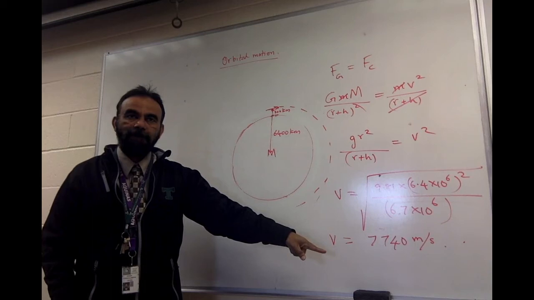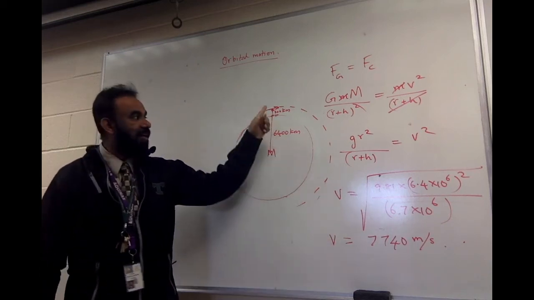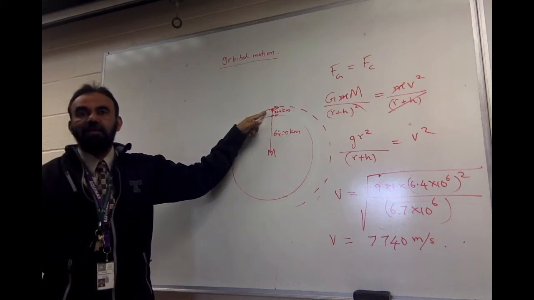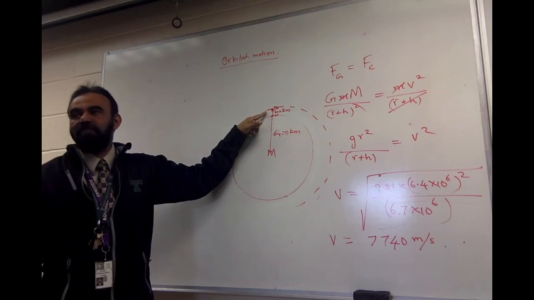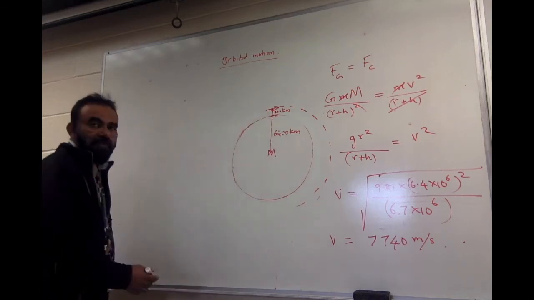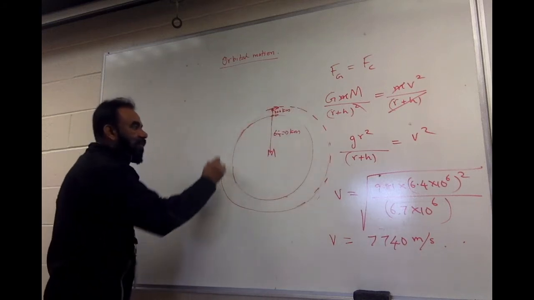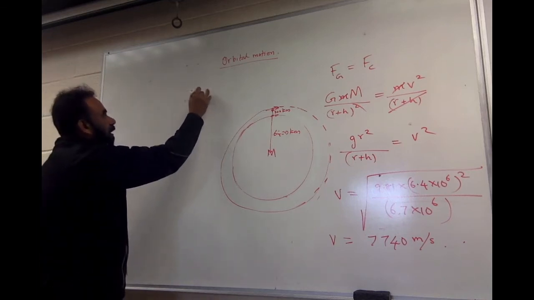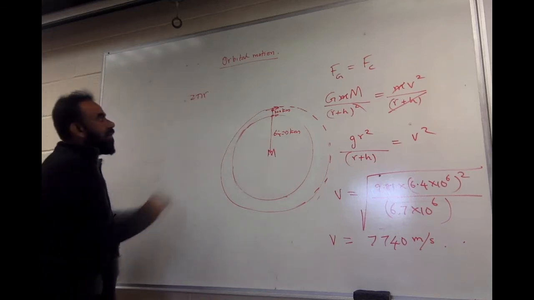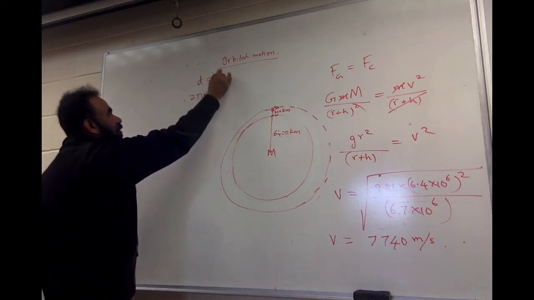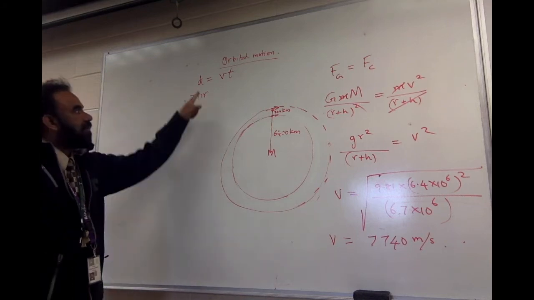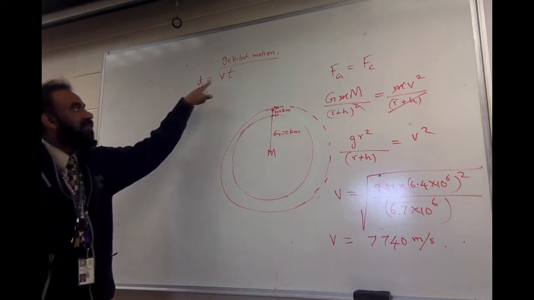That's the speed. Now, if it is going at that speed, how long will it take to complete one circular path? How much time? You can figure the time out now. What's the total distance? 2 pi r. So 2 pi r is the total distance. Distance is equal to speed times time. Simple equation.